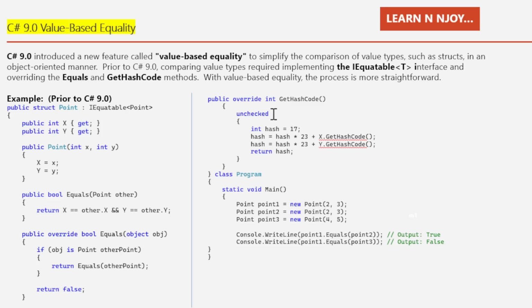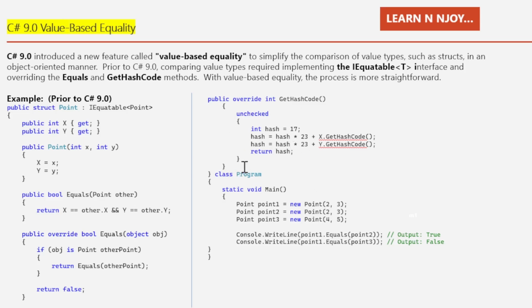Now there is an override GetHashCode method. It is basically ensuring proper behavior in hash-based data structures like dictionary and set. So it checks int hash equals 17, hash equals hash * 23 plus x.GetHashCode, hash equals hash * 23 plus y.GetHashCode, and then finally it returns the hash value.